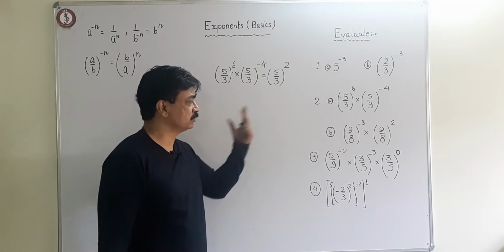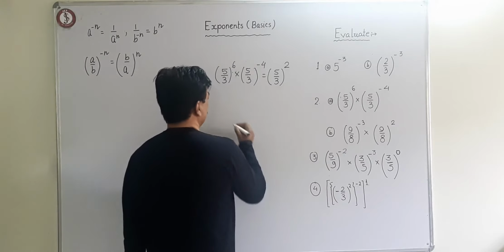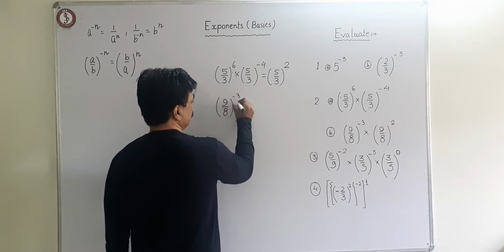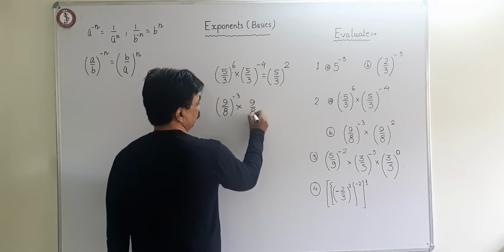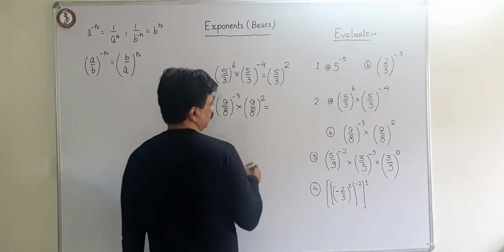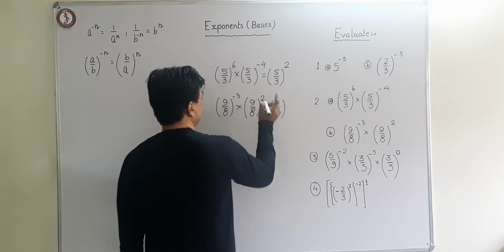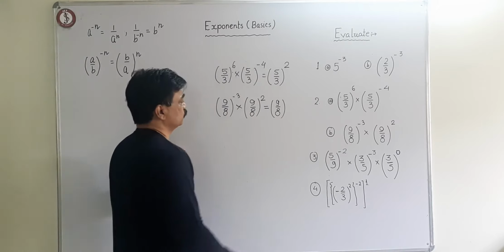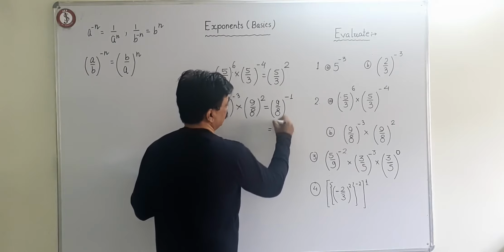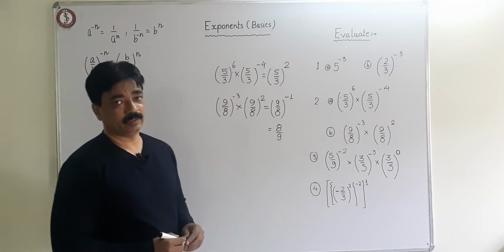Suppose I put the same, 9 by 8 to the power minus 3 into 9 by 8 to the power 2. What does this become? 9 by 8 to the power minus 3 and plus 2. So we have to add, and it will be minus 1. Now you have to make it positive, so the answer will be 8 by 9. Did you understand?